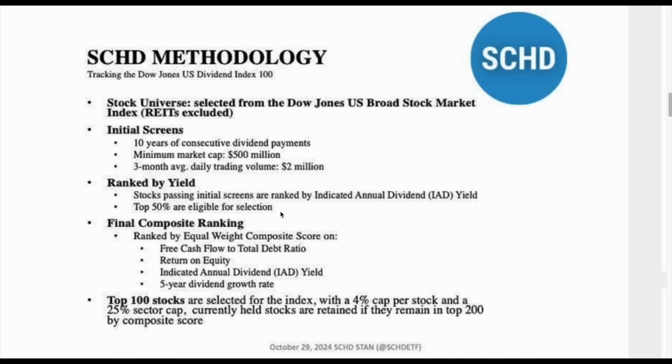But once they've done that, they do a final composite ranking by equal weight composite score on free cash flow to total debt, return on equity, indicated annual dividend yield, and their 5-year dividend growth rate. So again, it's a combination, buying stocks that are growing their dividends at a high rate, along with selecting stocks with the highest yield every single year, which helps artificially boost that dividend growth. On top of this, they only select 100 stocks for the index, with a 4% cap per stock and 25% sector cap. Stocks that are already in SCHD are retained if they remain in the top 200 by composite score.